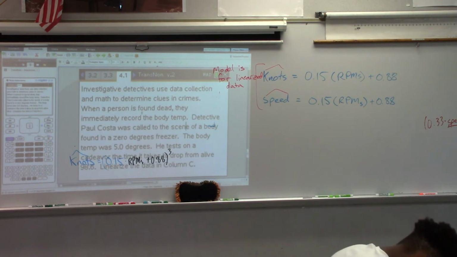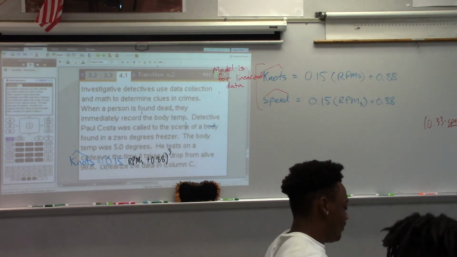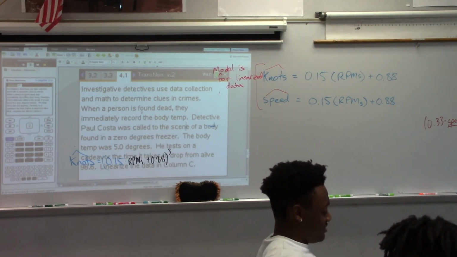On 4.1. Let's at least for sure pay attention to the context.